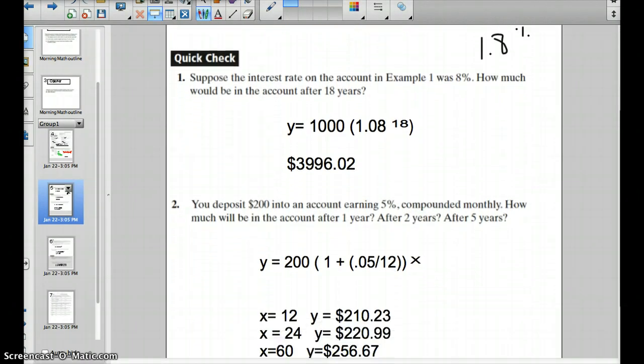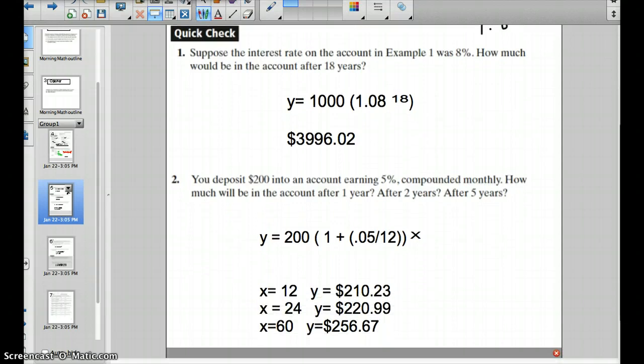Let's suppose we deposit $200 into an account earning 5% compounded monthly. How much will the account have after a year, 2 years, and 5 years? Okay, so here's the equation I came up with. Right here, y equals 200. That's our starting value, right?